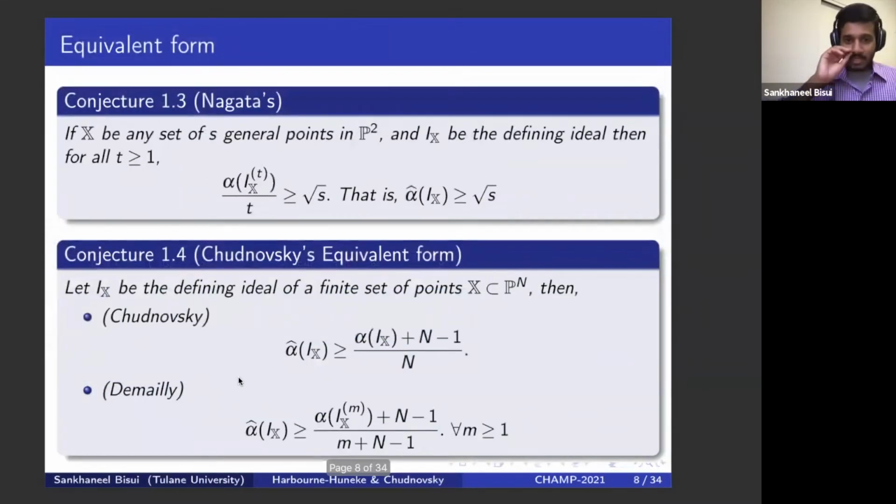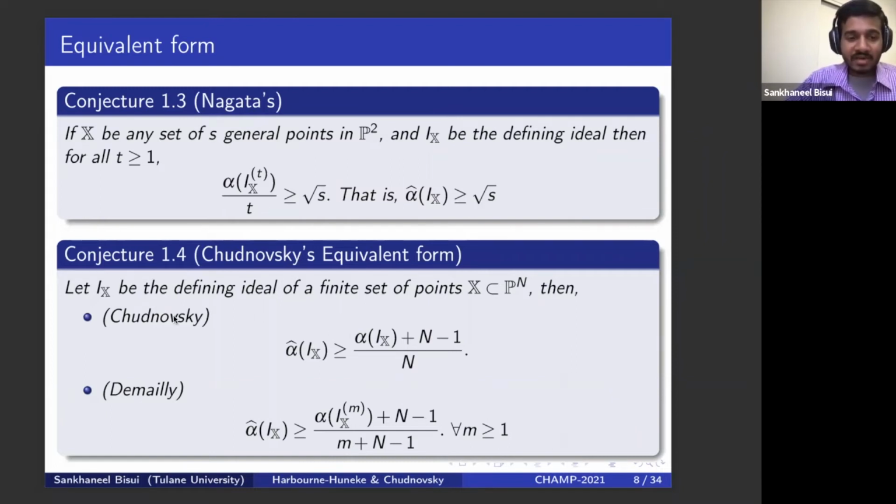Now that we have defined the Waldschmidt constant, we will see some equivalent statements for the conjectures. First of all, Nagata's conjecture: if we take a set of s general points in P2 and I_X is the defining ideal, then the ratio of the initial degree of the t-th symbolic power over t is at least the square root of s, which is similar to saying that the Waldschmidt constant of the defining ideal is at least the square root of s.